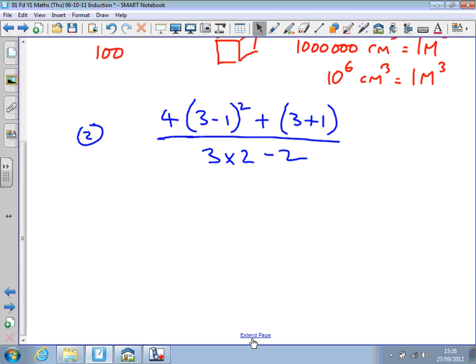Number 2, answer 5, good, okay. 3 minus 1, I've got to do the brackets first, so 3 minus 1 is 2, 3 plus 1 is 4, so 2 squared is 4, 4 fours are 16, plus another 4 is 20, over 3 times 2 is 6, so I have to do that first because of BIDMAS, and then I do the subtraction, 6 minus 2 is 4, 20 divided by 4 is 5. So with a bit of practice you can hold that information in your head and just do it, okay?